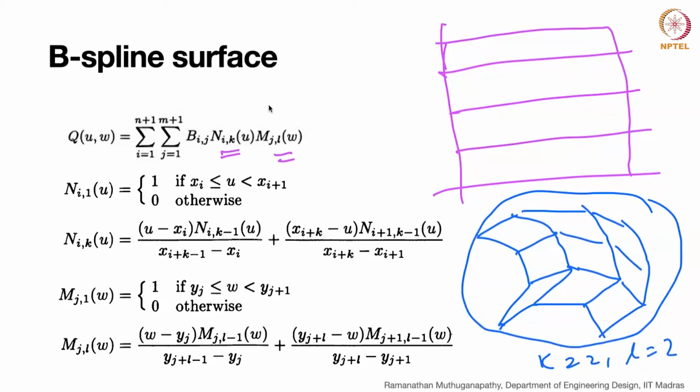Suppose you increase this to K equals, say, I have so many here. In the top picture I have flattened this thing. So suppose you have K equals 3 and L equals 2, what will happen?